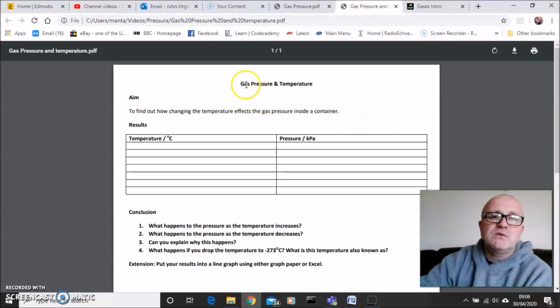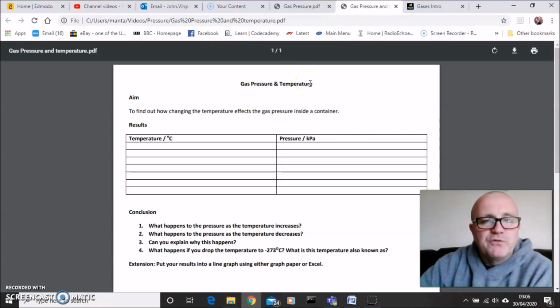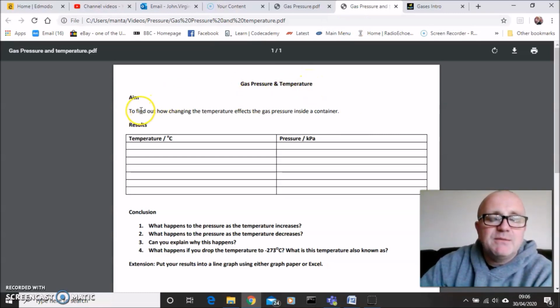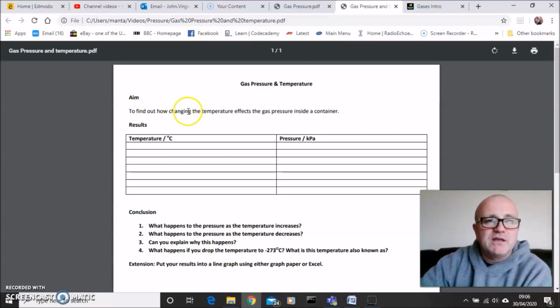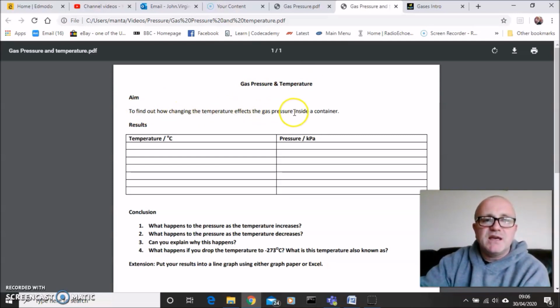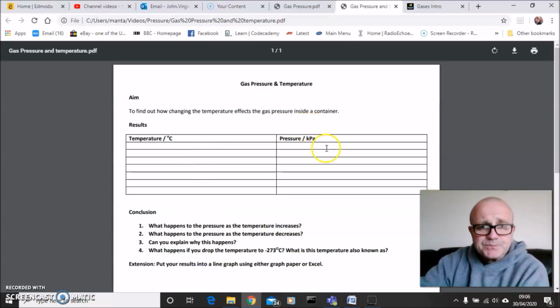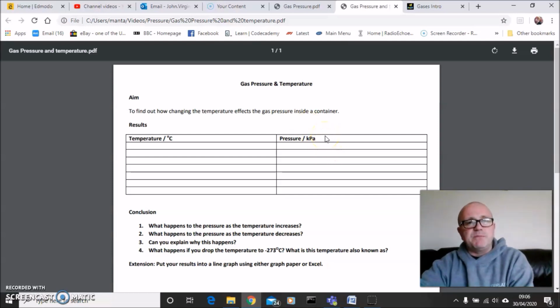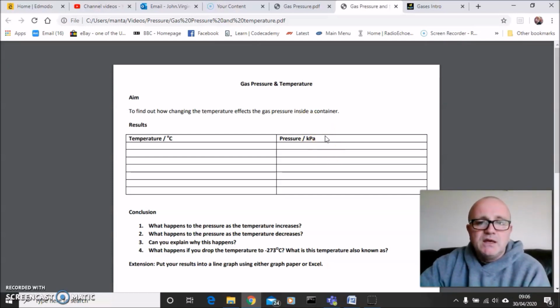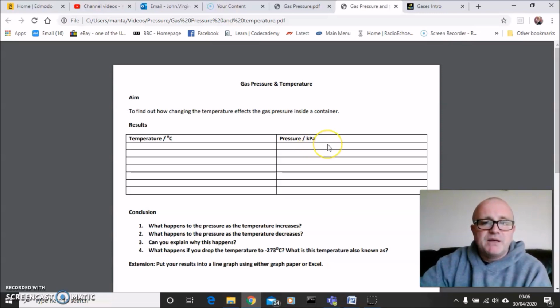This time we are going to investigate how temperature affects the gas pressure. That's the aim of today's virtual experiment: to find out how changing the temperature affects the gas pressure inside a container. We've got a results table. In the first column, our independent variable this time is going to be the temperature, and I'd like you to test seven different temperatures. The outcome that we're going to be measuring, our dependent variable, is going to be the pressure in kilopascals.